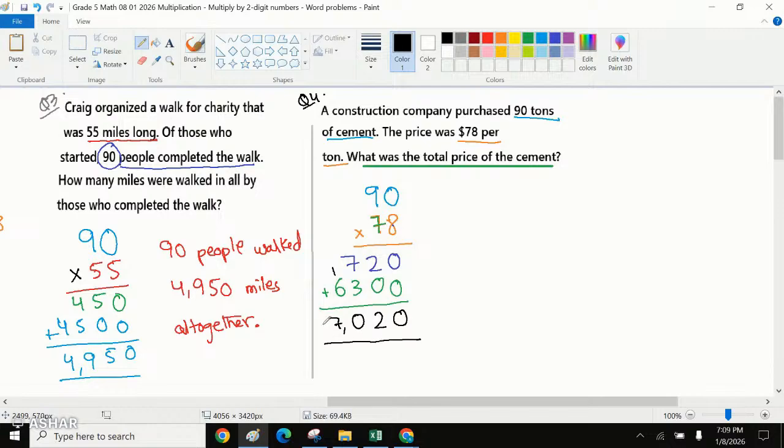But this would be in dollars, because this is the price. So can we say the statement that the company paid $7,020 for the cement? Agreed?